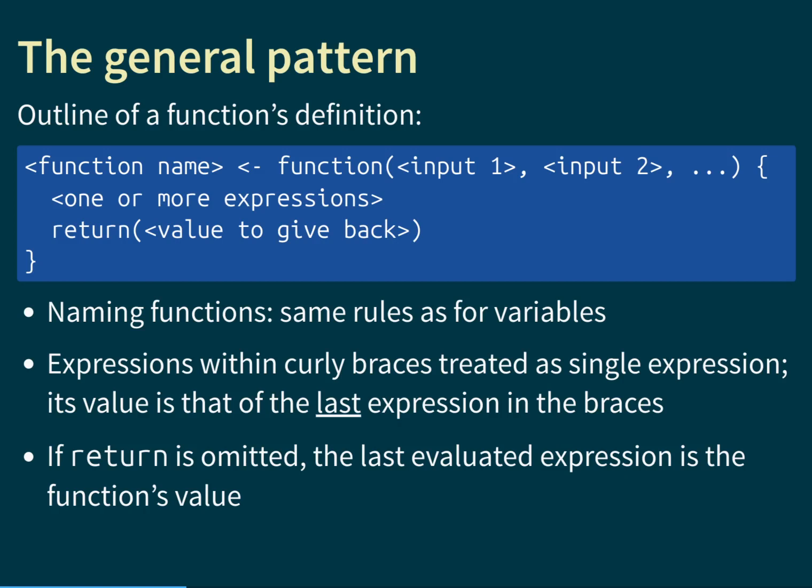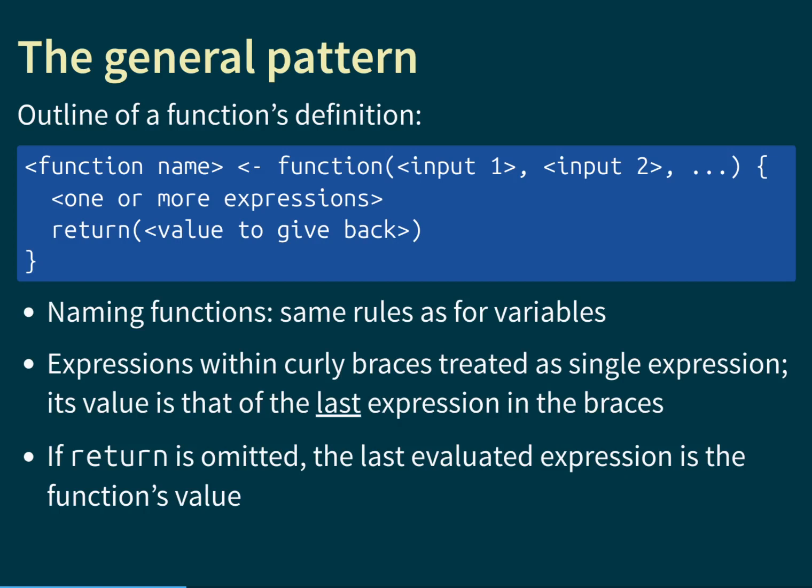In our previous example, it was haversign, short for haversine. But for different functions, we want to invent different names. The only thing to keep in mind is that the same rules apply for naming functions as for variables. If you remember those rules, the name has to consist of only letters, numbers, the period, and the underscore. And the first character of the name has to be a letter. So the same is true for functions.